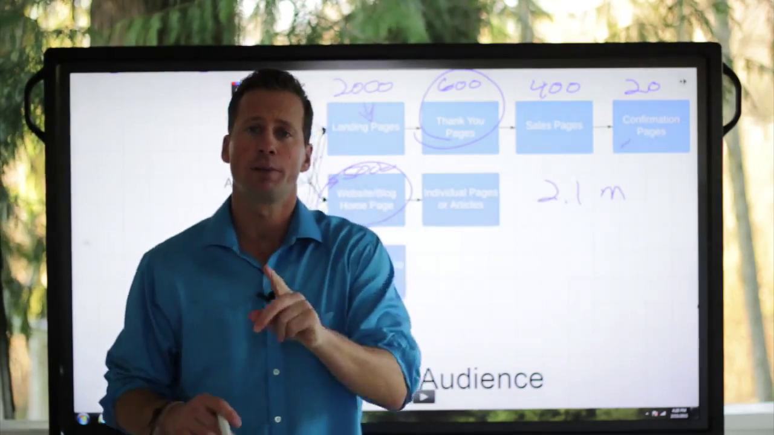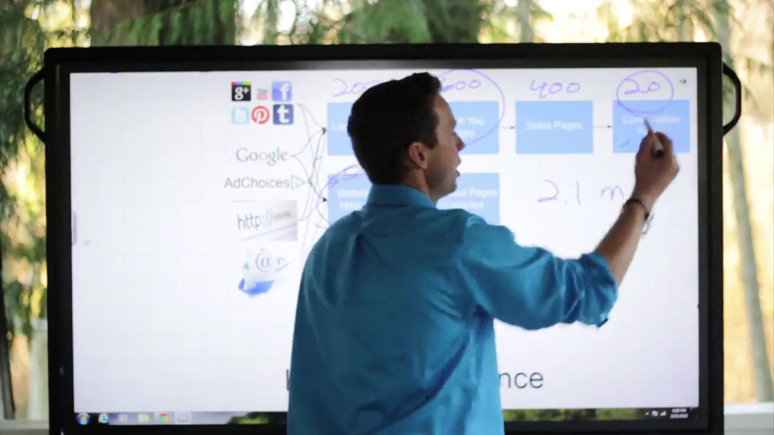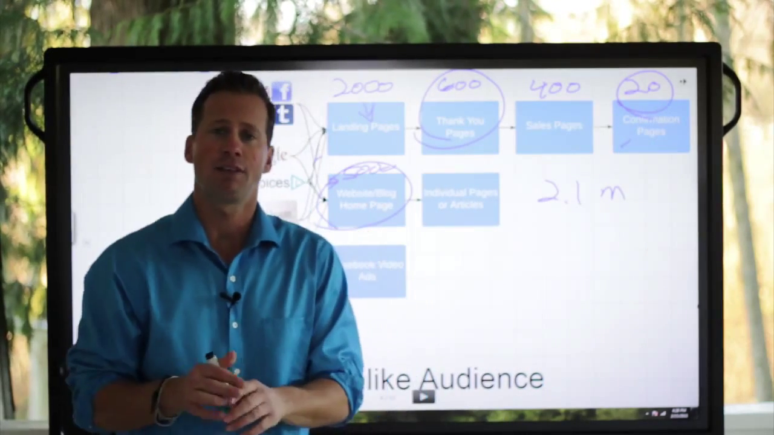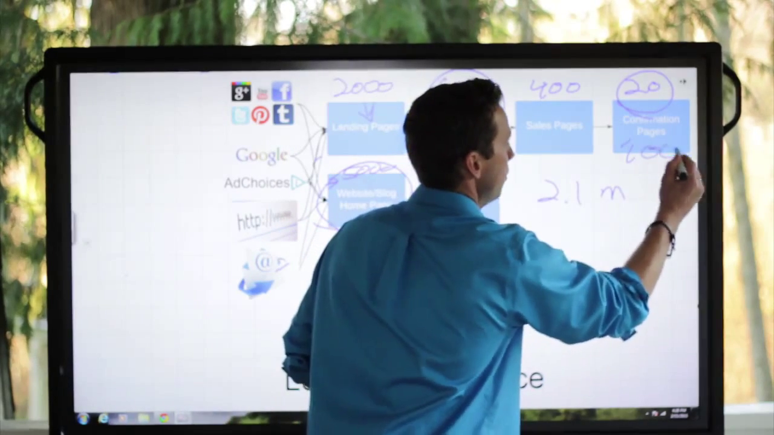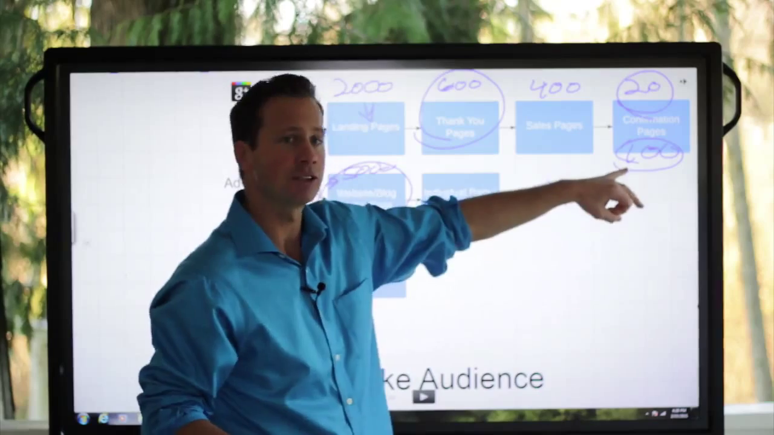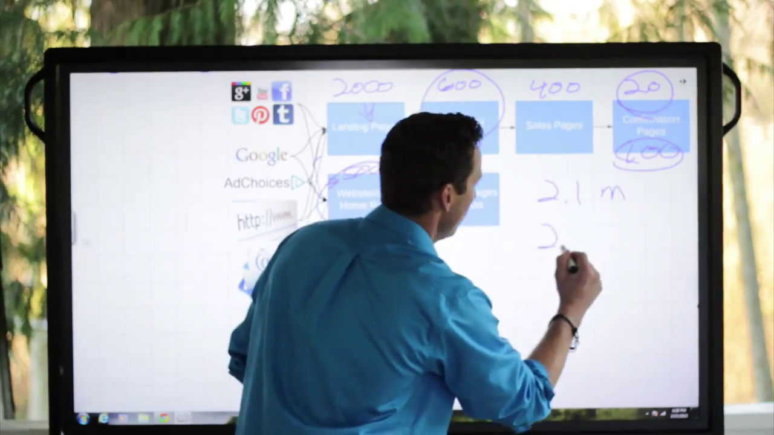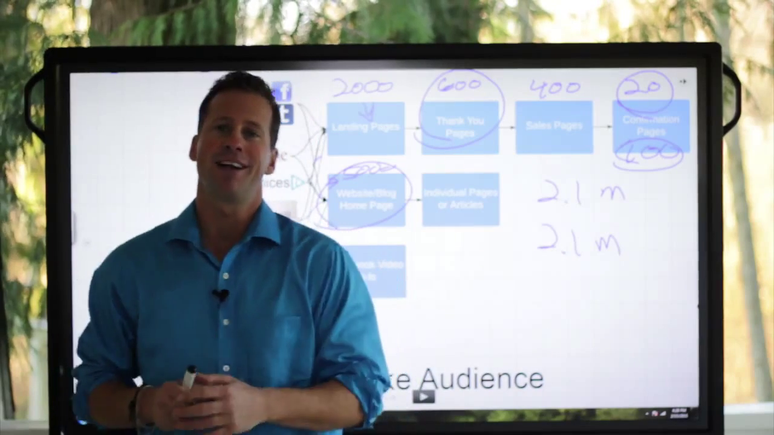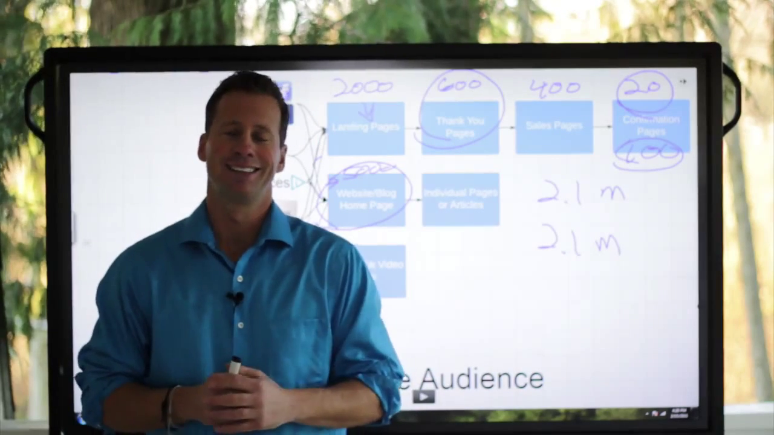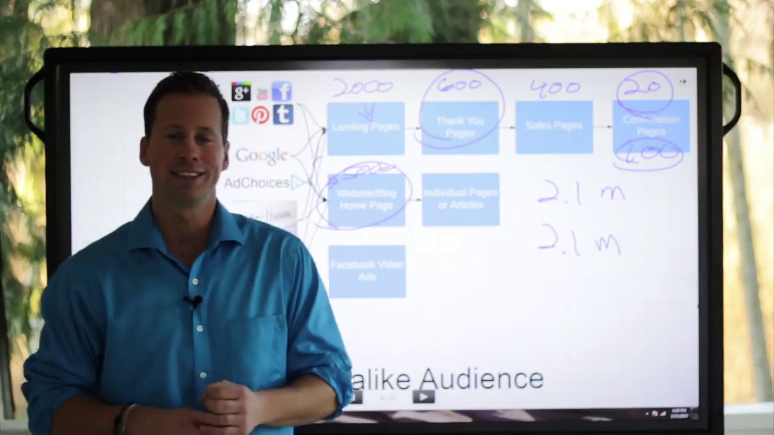Now you need at least 100 people. So if you have 20 buyers here, you're not going to be able to create a lookalike audience. You have to have at least 100. Once you have 100 buyers here, boom. Now you can create a lookalike based on those, and guess what? You have 2.1 million people that have similar likes, interests, and behaviors as your buyers, and that's your buyer lookalike audience.